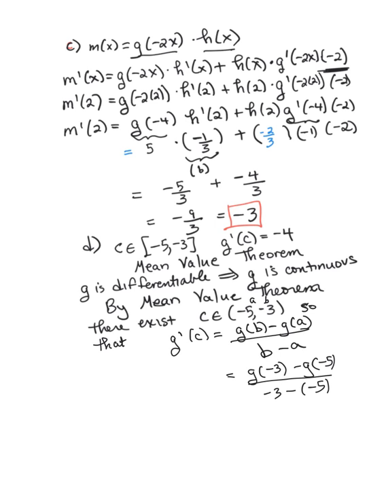We look these values up on the chart on the top of the problem, and we see that g of -3 is 2, and g at -5 is 10, and -3 plus 5 is 2. So the answer here is -4, and that would answer the last question, that there must be a C in the interval such that the derivative of g at C is -4. Okay, that takes care of this AP.